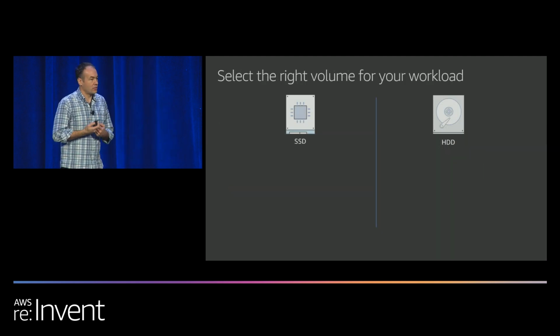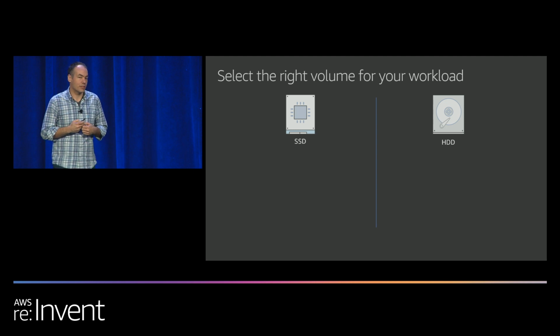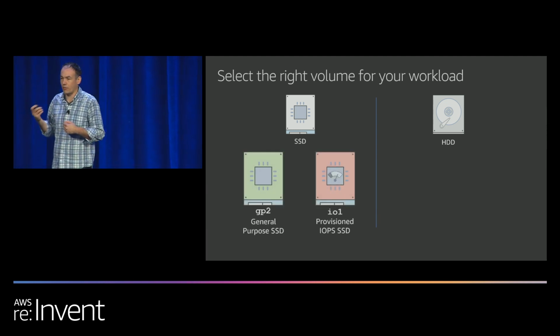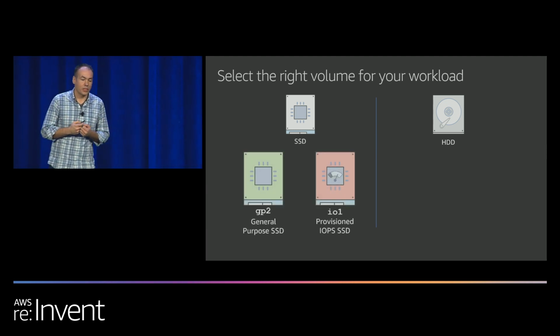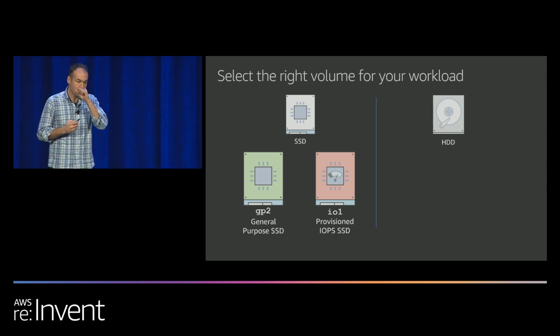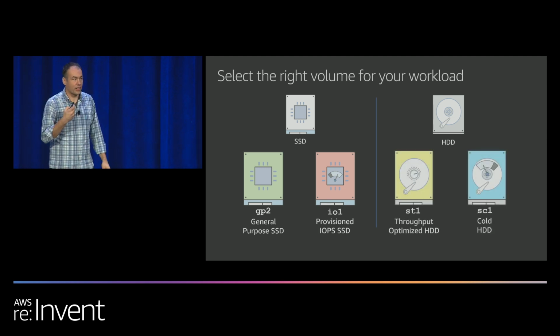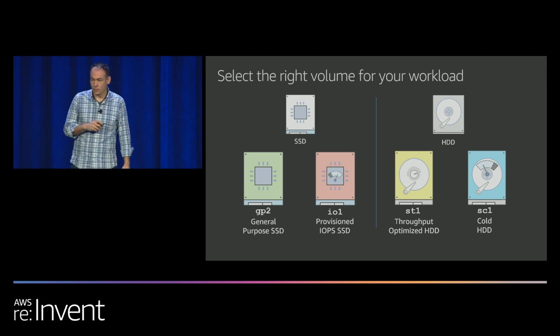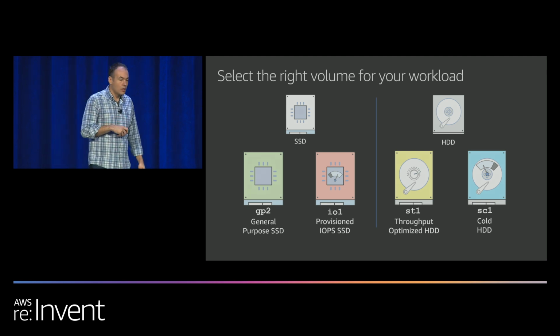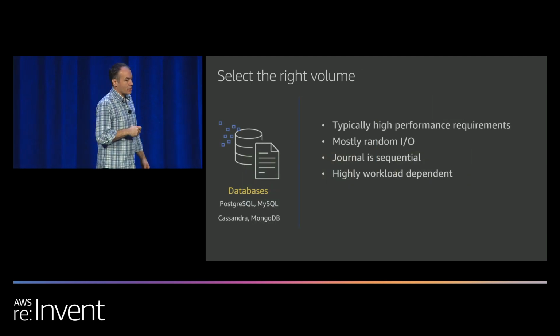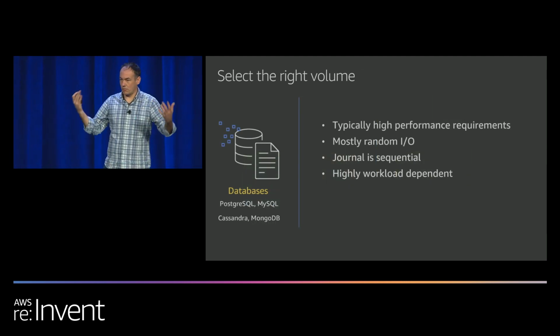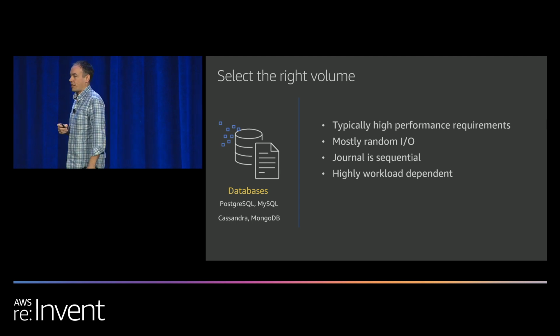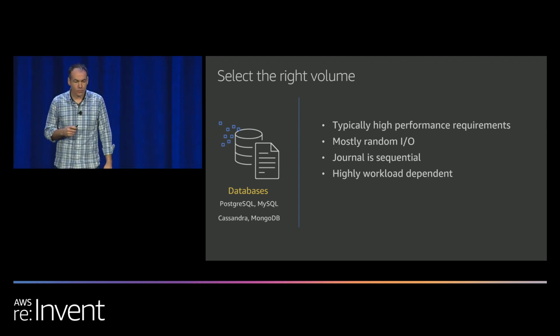So EBS does have two main families of volume types today. We have our SSD-backed volume types, and we have our hard drive-backed volume types. And so on the SSD side, we've got GP2, general purpose, or our provisioned IOPS product. And then our hard drive products, ST1 and SC1 are available as well. And so which ones do you choose? So let's start off with database workloads. This is a lot of what we see. Most applications have some sort of data store behind them.